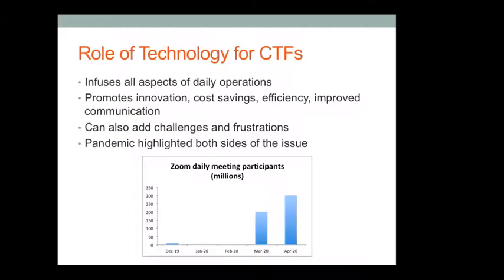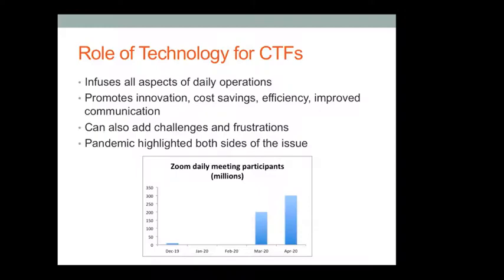The daily meeting participants for Zoom in December of 2019, before the global pandemic, was 10 million daily participants. By March of 2020, it was up to 200 million. By April, it had hit 300 million. It's currently around 350 million daily meeting participants. So a massive transformation of how we interact with one another, as we're obviously demonstrating today through this webinar.